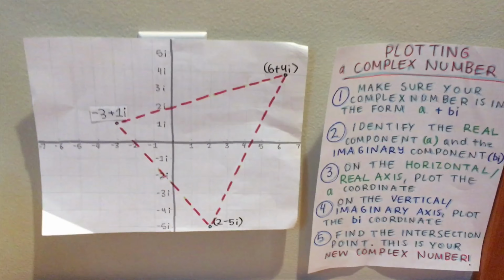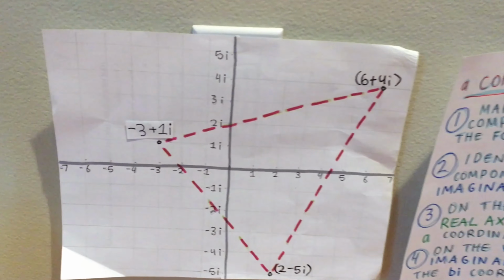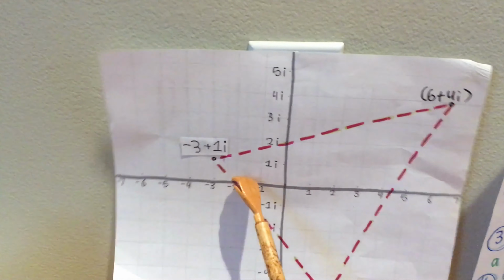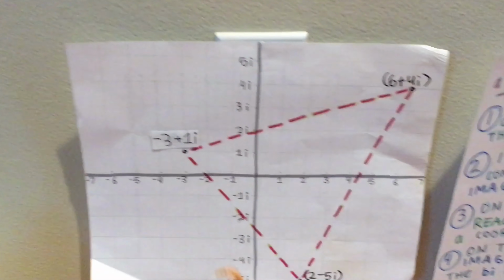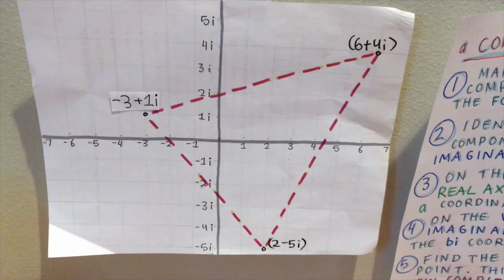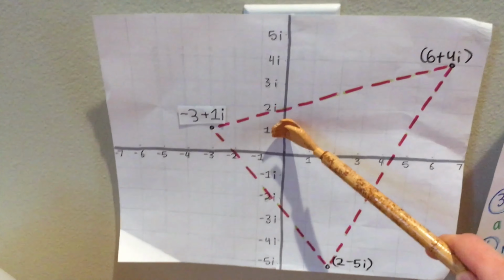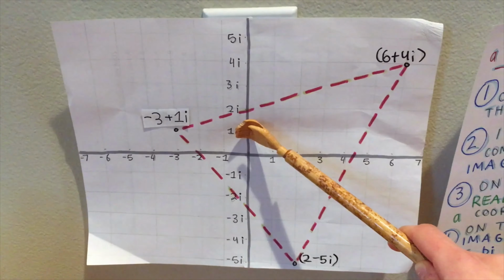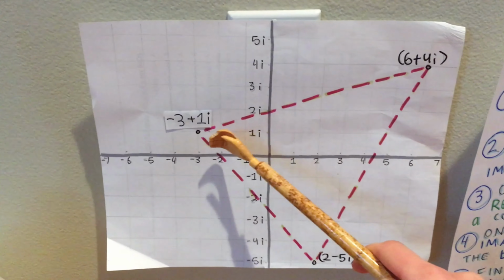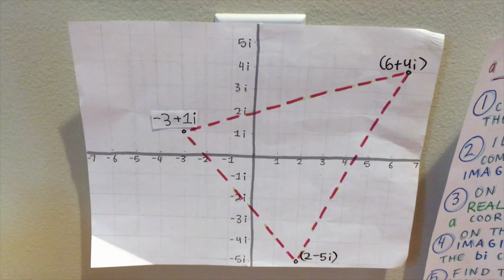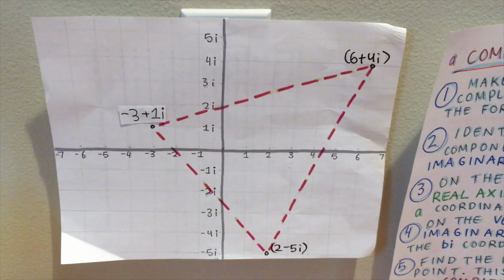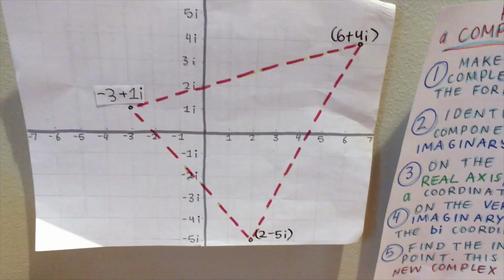So, first we will use our horizontal axis and move 3 spaces to the left, which gives us -3. Next, on the vertical or imaginary axis, we will move up 1 to give us 1i. Finally, we will find the intersection of these 2 points, which gives us the coordinate point -3 plus 1i on the complex plane, giving us our new complex number -3 plus 1i.